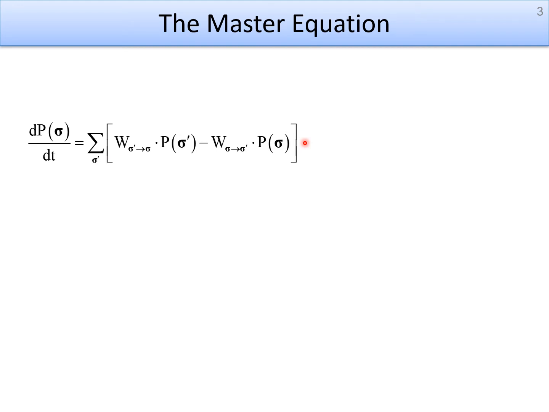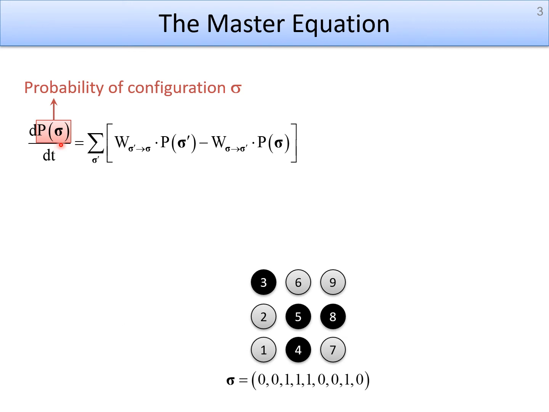Let's go through this term by term. So this is the probability of a configuration sigma. So in a very simple lattice in which I have 9 sites, I may be looking into this sigma, this state with this vector of occupancies.